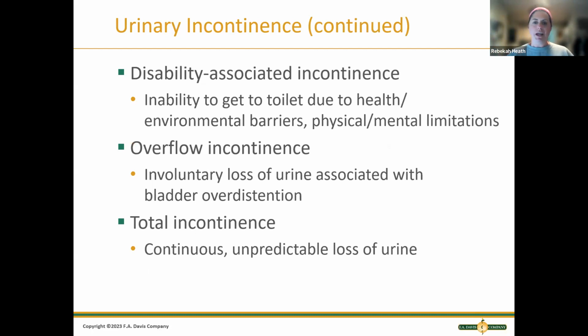There's disability associated incontinence, and that's where it's not about the actual structures of the urinary system or the pelvic floor. It's more that they cannot get to the toilet. So they just end up having to pee because of the physical, mental, or environmental barriers that they have.